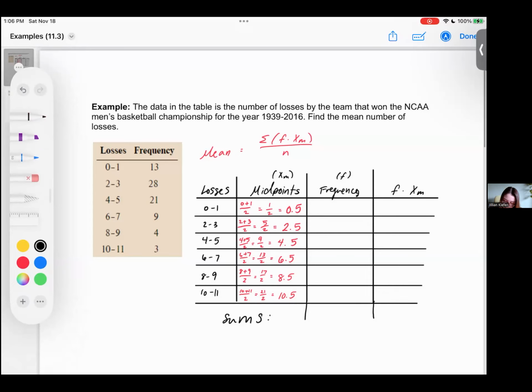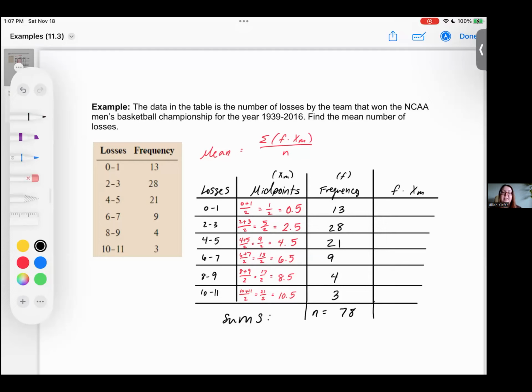Frequencies from 0 to 1, there were 13. Then 2 to 3, 28. 4 to 5, 21. 6 to 7, 9. 8 to 9, 4. And 10 to 11, 3. So we want to add the frequencies together because we know that we're going to need to divide by the number of the frequencies. So in this case, n is going to equal some number. So we'll add 13 plus 28 plus 21 plus 9 plus 4 plus 3, which will give us 78. So our number of frequencies in this case is 78, so our n value is 78.